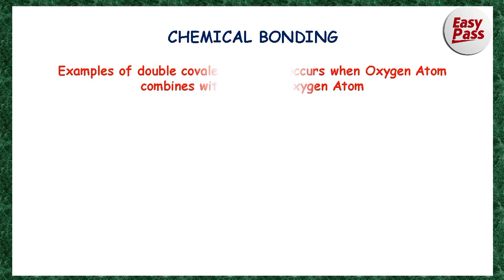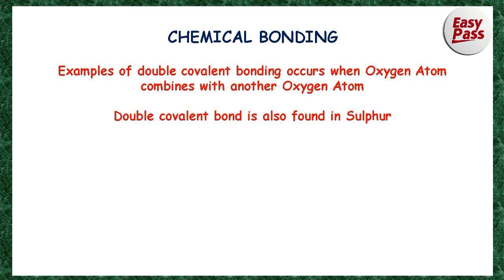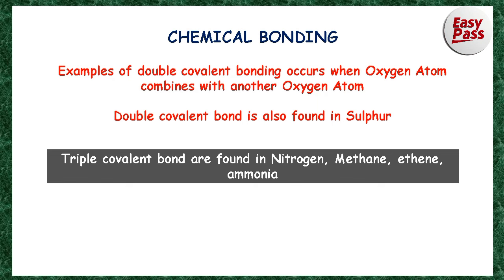When we come to a double covalent bond, they have to share 2 electrons. Double covalent bonds are found between oxygen atoms. An oxygen atom combined with another oxygen atom must share 2 electrons for them to belong to group 8. Another good example of a double covalent bond is found in sulfur. We have a triple covalent bond that is found in nitrogen. Other examples are found in the methane molecule, ethene molecule, and ether molecule. Ammonia is also a good example of a covalent bond.